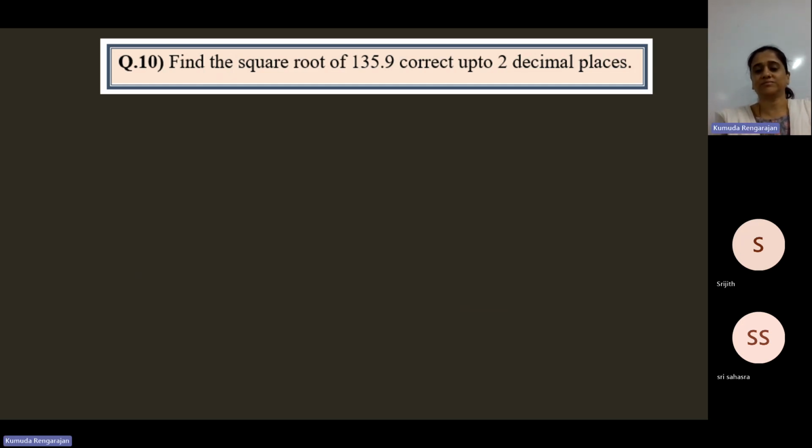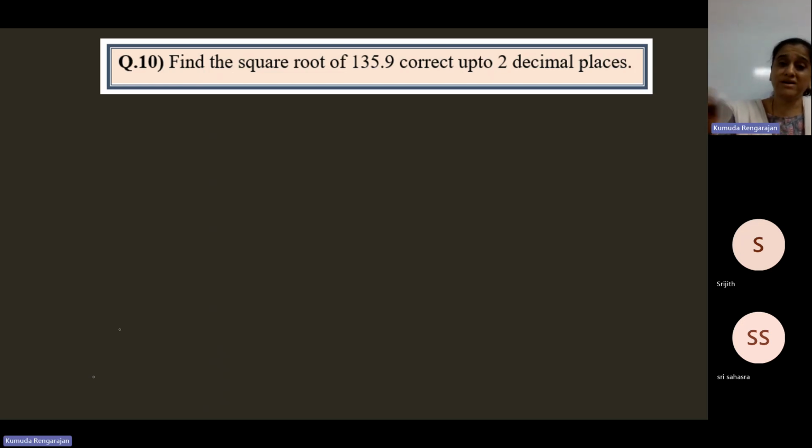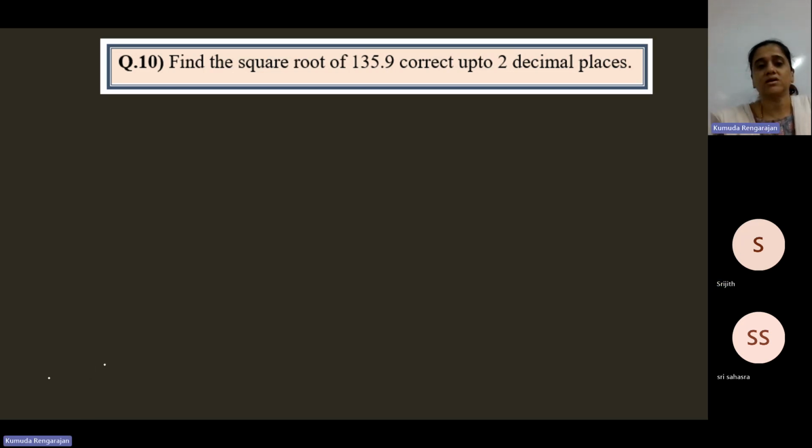Try this one. The number has a decimal point. You should find the square root up to 2 decimal places. Ma'am, we should put in a long division method. Yes, this can be done if it is an imperfect square. If the question is like this, correct up to 2 decimal places, it can be worked only using the long division method. You cannot work this using the prime factorization method.